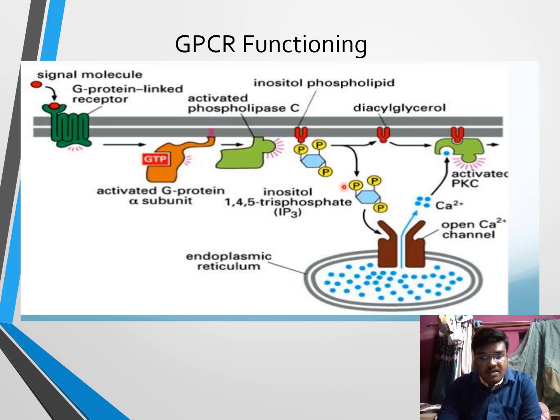This IP3 activates the calcium channel of the endoplasmic reticulum, and after opening the calcium channel, calcium is released from the ER into the cytoplasm. After release, the calcium binds with PKC, that is protein kinase C. After activation of protein kinase C, it binds with the diacylglycerol, that is DAG, and the DAG PKC complex again activates several proteins of the cells and generates the cellular responses.